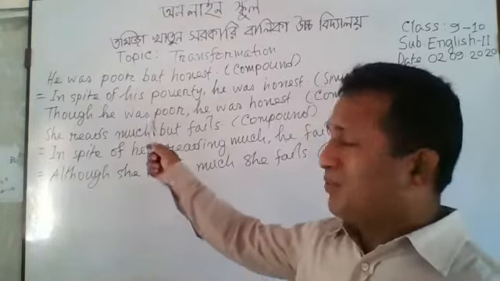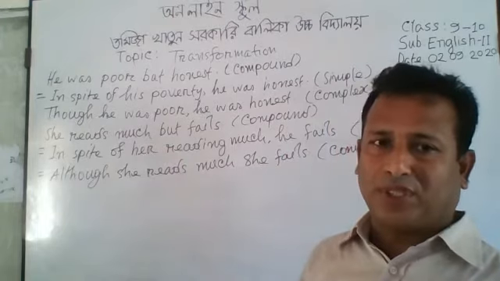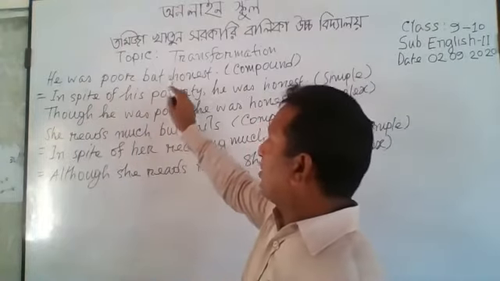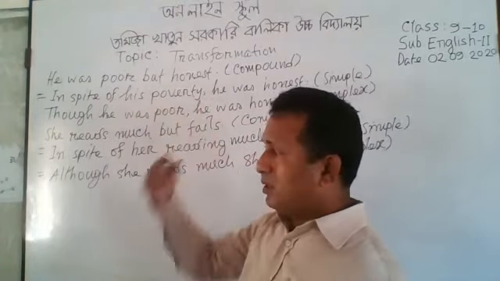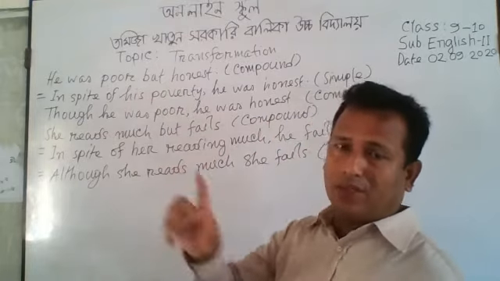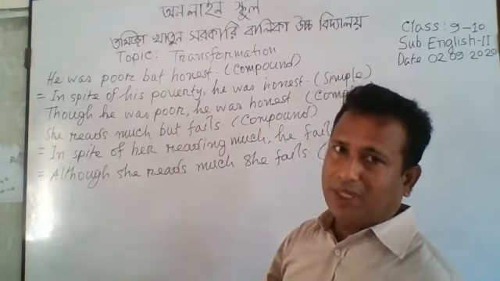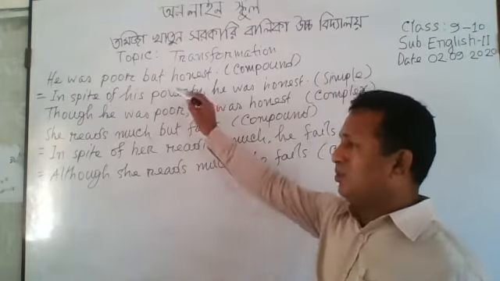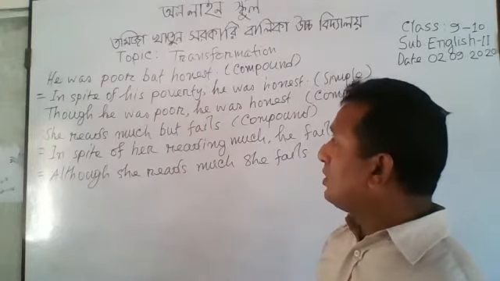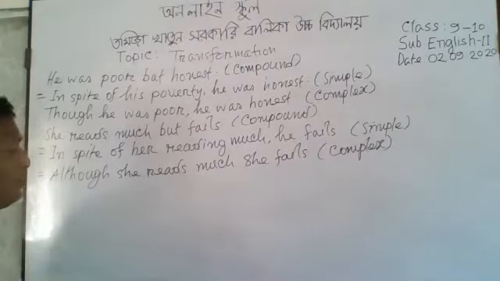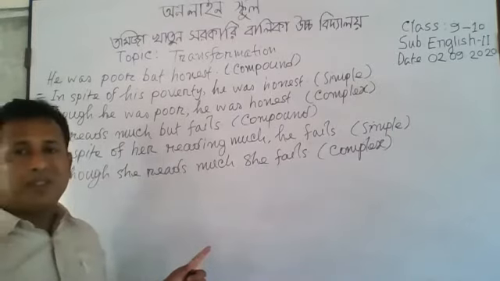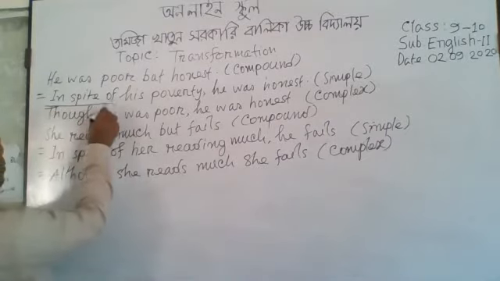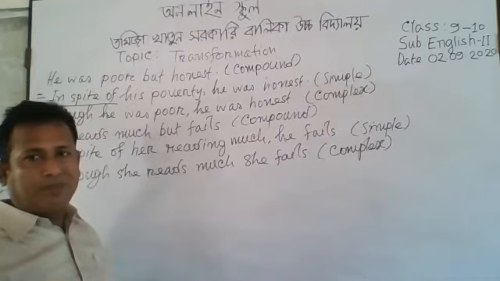So at first I will change it into a simple sentence. He was poor but honest. The same subject. The man who is poor, he is honest. The same person is at the same time both poor and honest. In this case, we use but. So at first, to change it into simple, we will use in spite of.